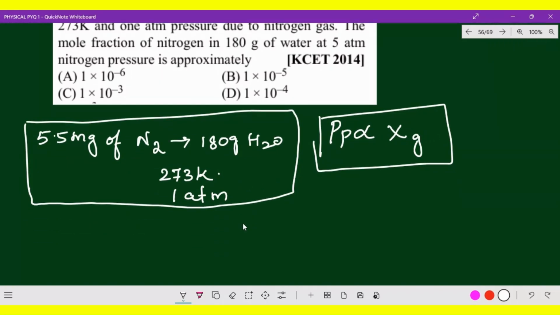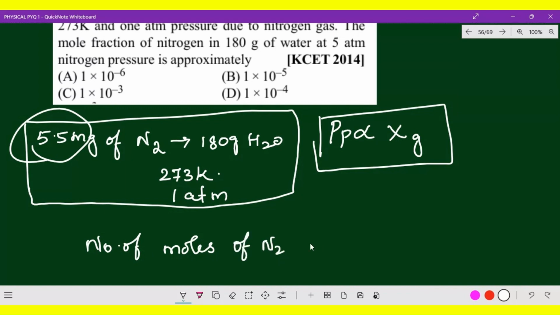How do we go for it? We have to identify the number of moles, because the given mass is provided. Number of moles of nitrogen gas is given mass by molecular mass. The given mass is 5.5 milligram, which we convert into gram because molecular mass is in gram: 5.5 into 10 to the power of minus 3 gram divided by the molecular mass of nitrogen, which is 28 gram per mole.